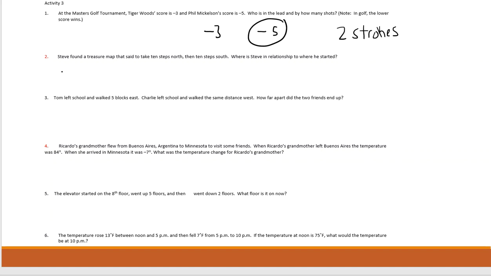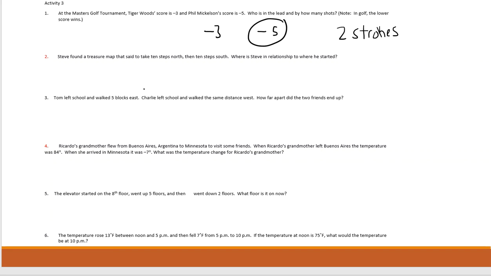Okay, the next one. Remember, I want you to practice all of these, push pause, and then push play and see if you got them correct. That's what you should be doing right now. So, if you didn't do that, please push pause and go ahead and do that.